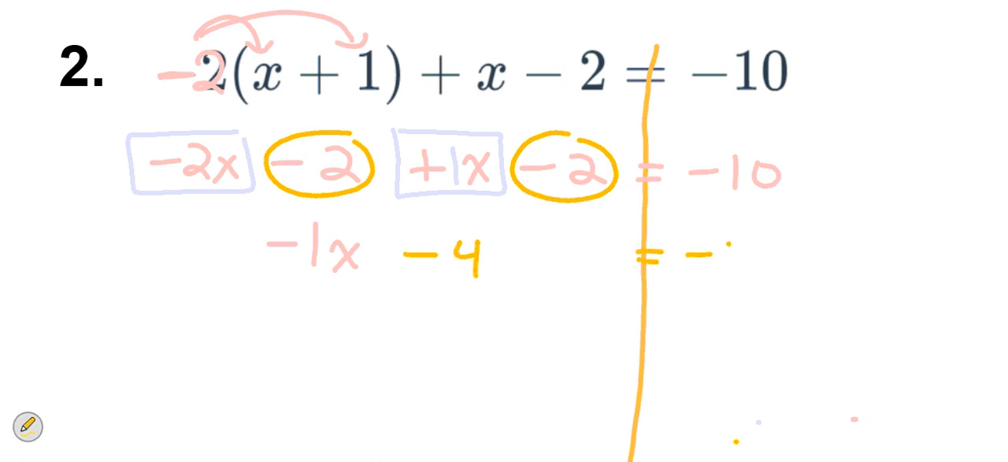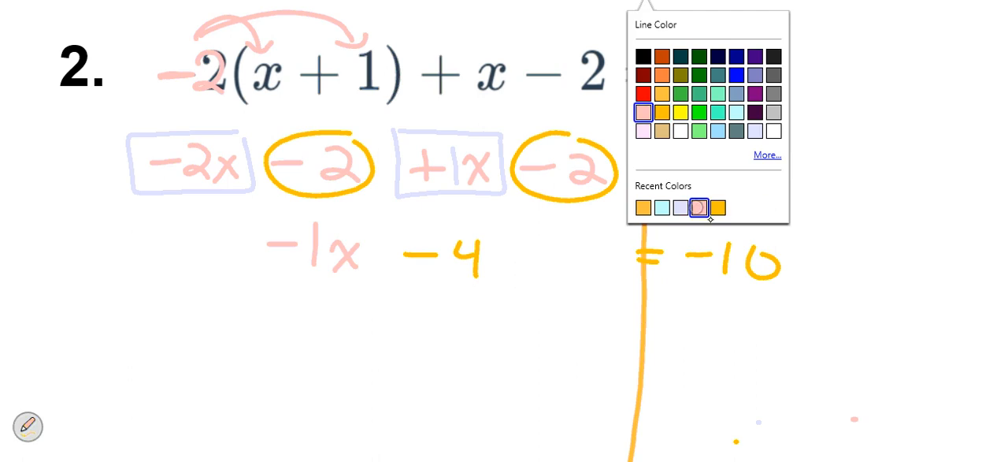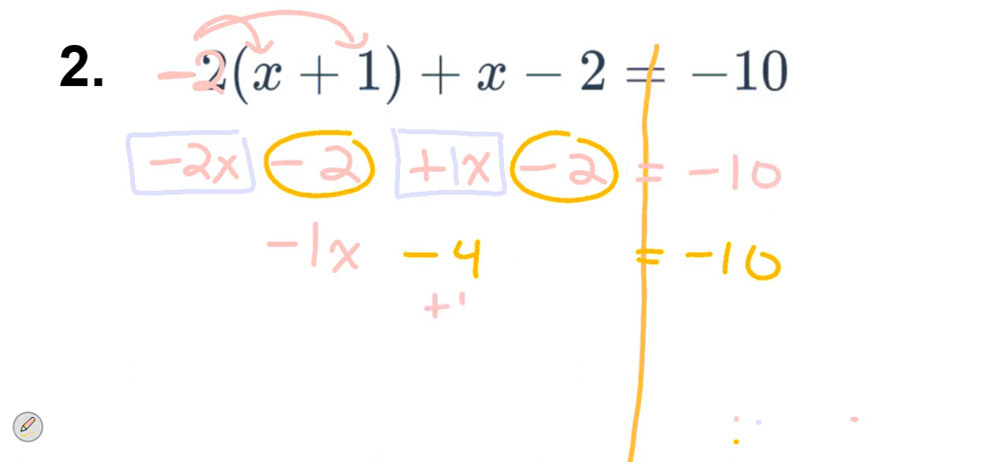Whoops, I just switched back over. All right, now guess what? We're back to a two-step, always back to a two-step. Let's go ahead and add the 4. So we're going to bring down what we didn't do. Negative 10, this goes away. Negative 10 plus 4 is negative 6. We're going to divide both sides by negative 1. And we get x equals 6.